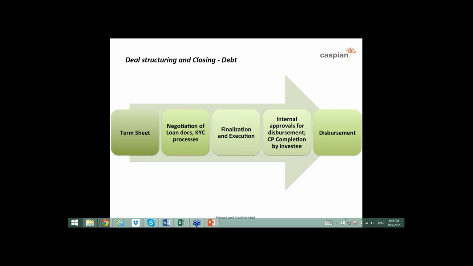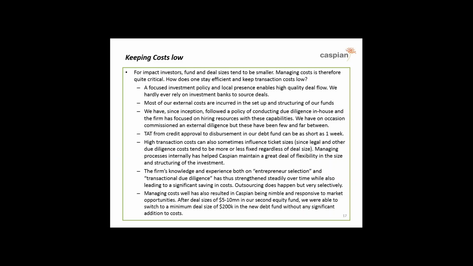I'm trying to move the slide, I'm sorry. Paddy, I'm not able to really move ahead in the presentation. If you have control, can we move to slide 17, please? Okay, so I don't know if we have Paddy.